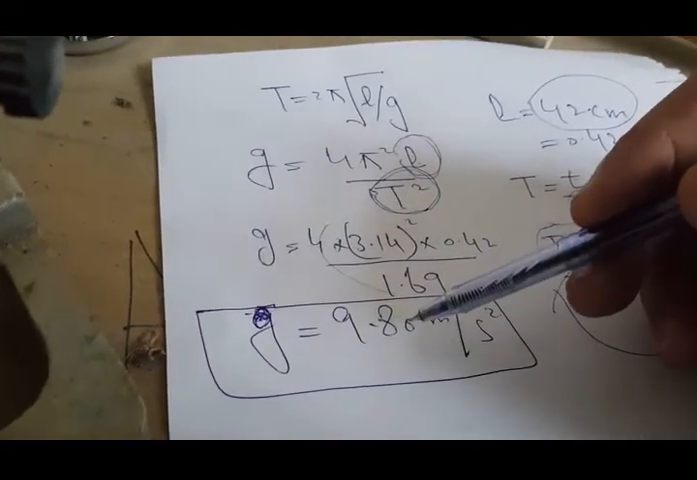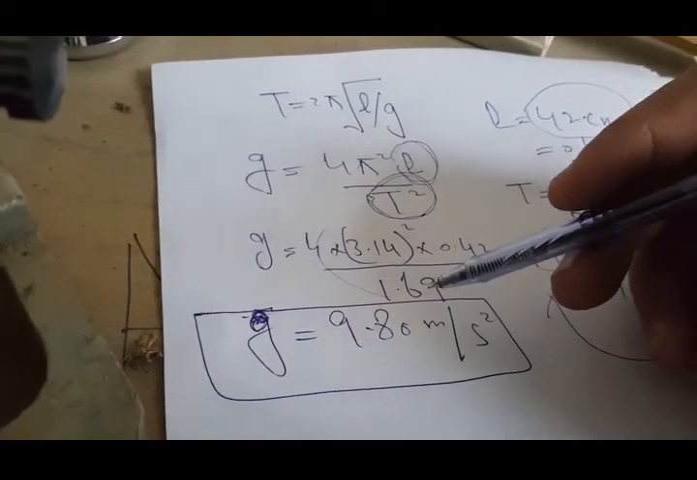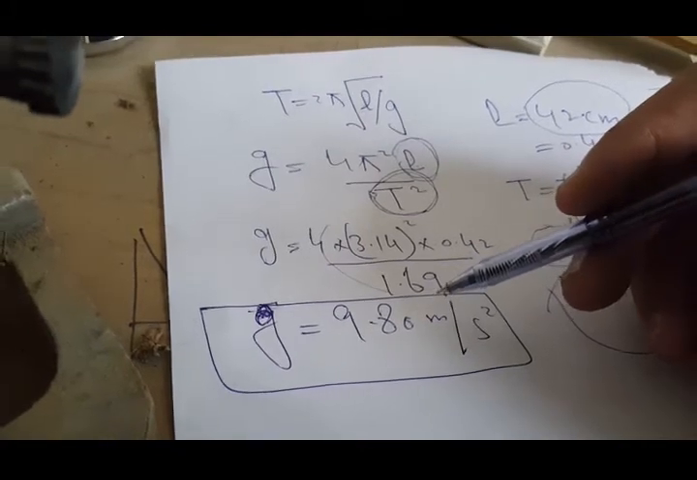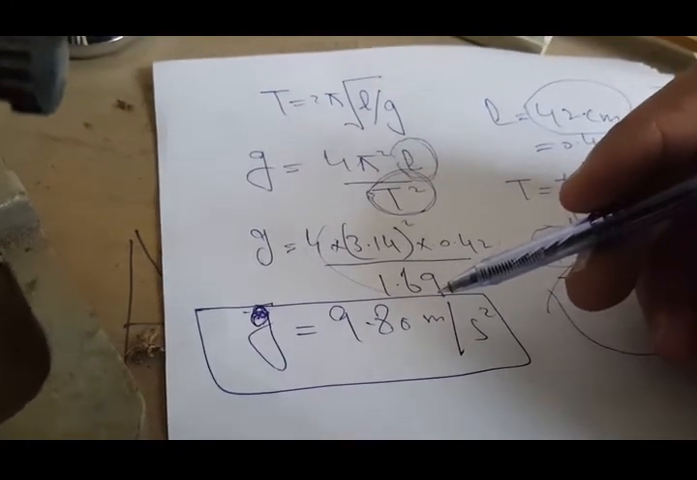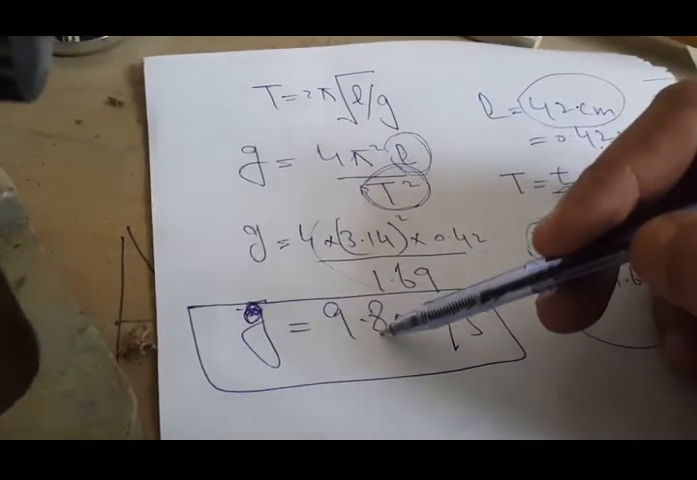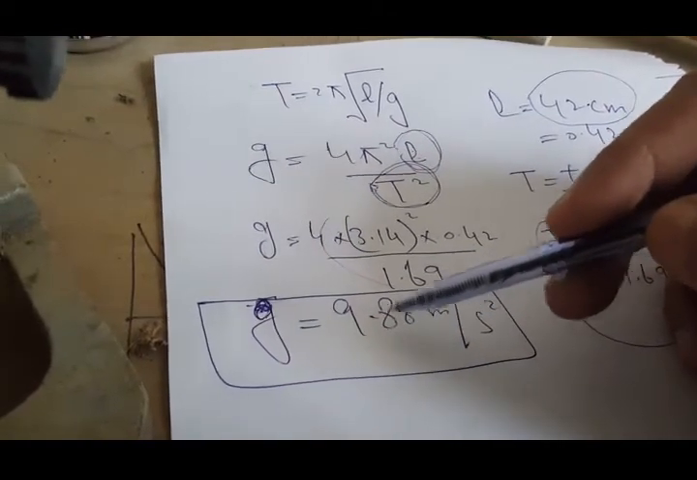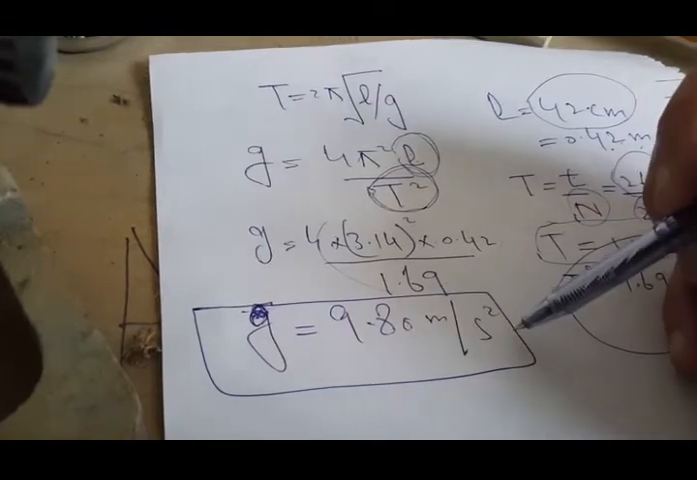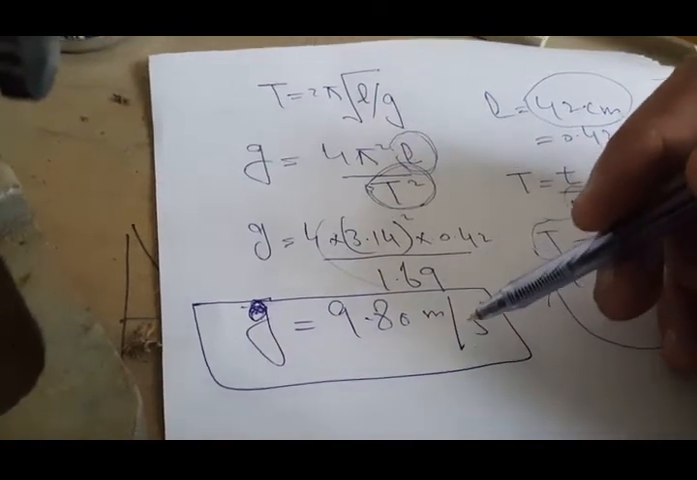That is basically the free fall acceleration for any object, whether the object is lighter or heavier, it falls with this acceleration due to gravity. So this is the experimental verification of the acceleration due to gravity, or g, which is 9.8 meter per second squared, with the help of the simple pendulum.